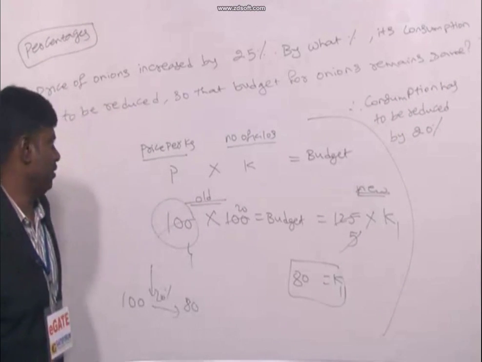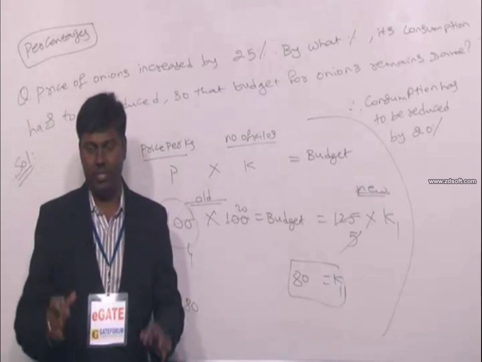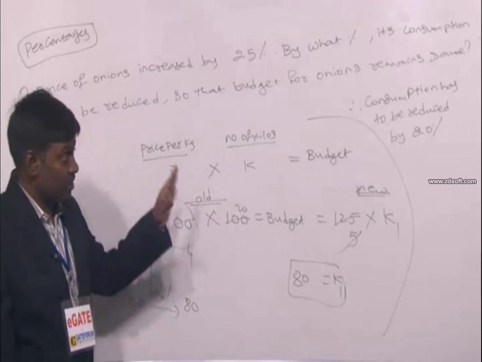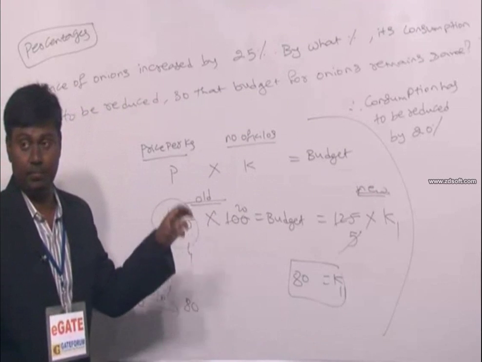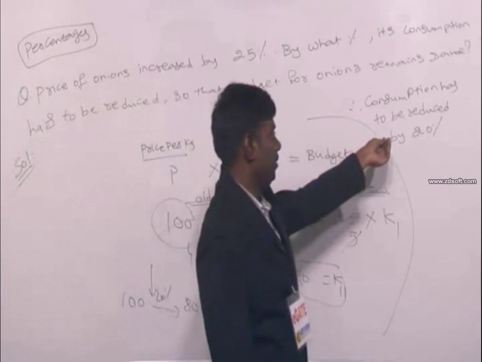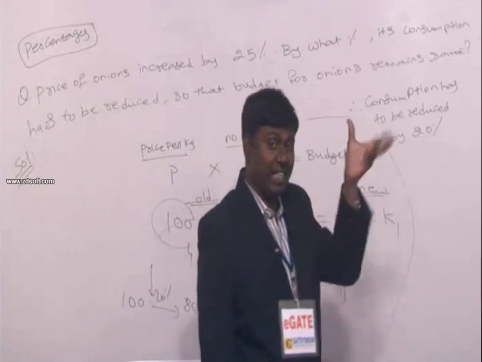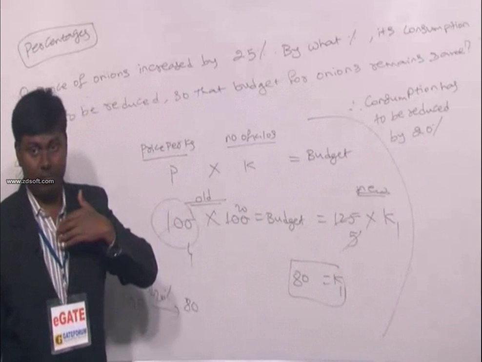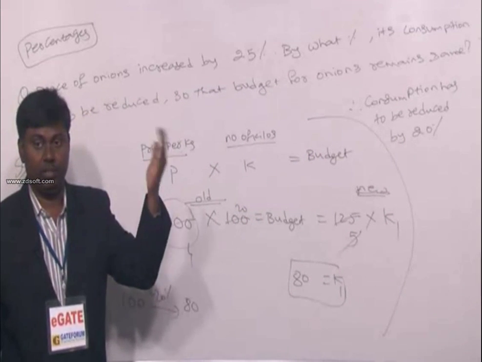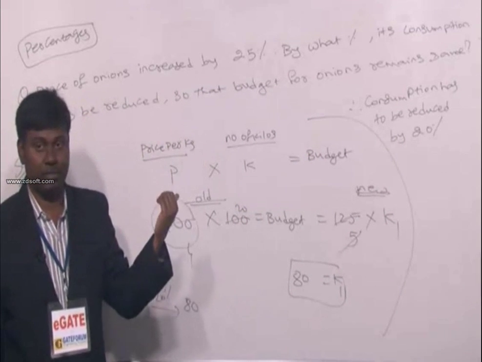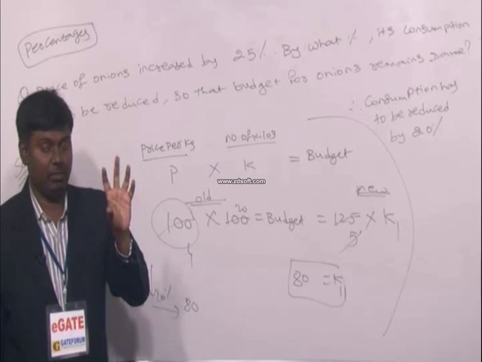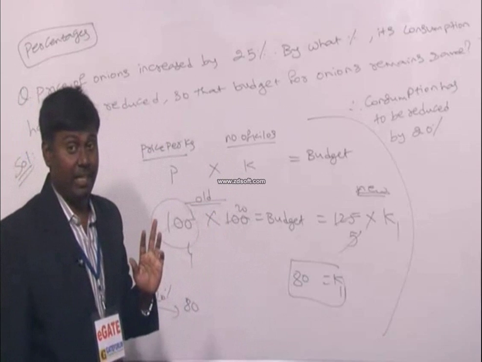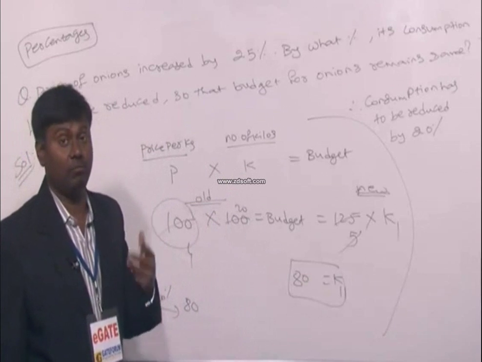You observe that price per kg and number of kilos, they are inversely related, right? If they are inversely related, then the percentage can't be the same. You are increasing the price by 25%, then the consumption is reducing by 20%. It is not 25%, please understand. That's what I am trying to say. These two are inversely related. Now in case they are directly related, then how the problem will look like?